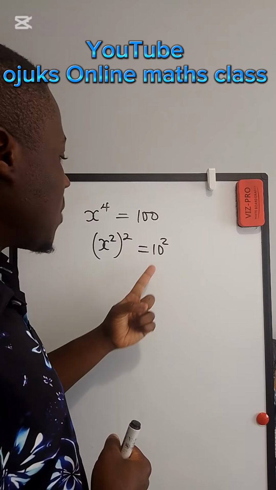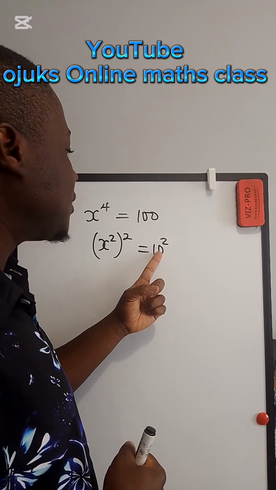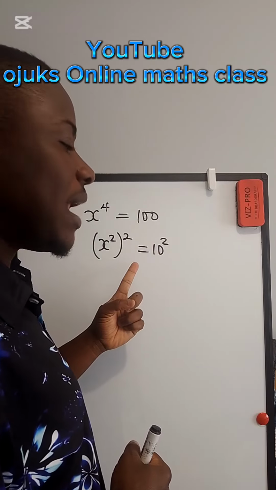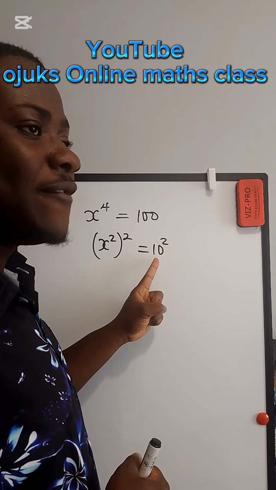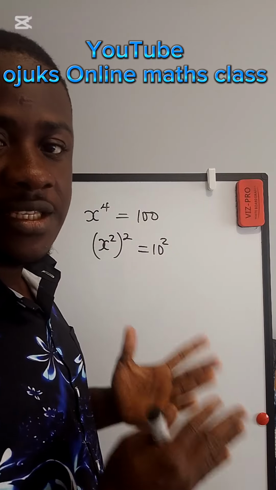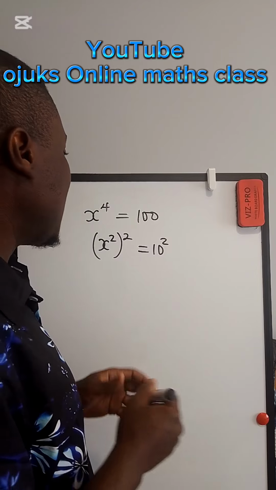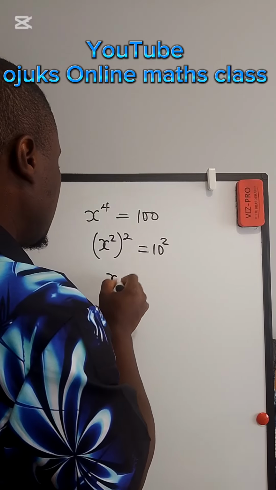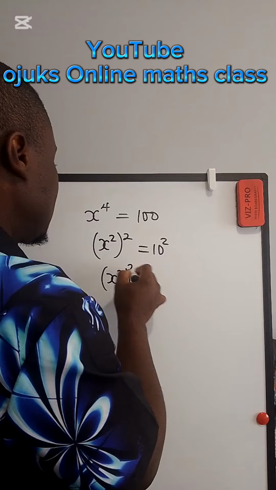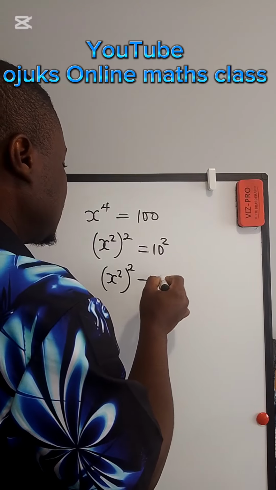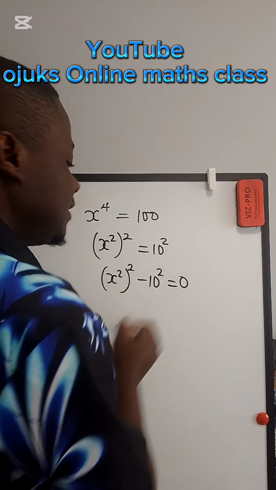100. Now we're going to transfer this 10 squared to this side of the equation, and mind you, when a positive number is crossing an equality sign, it changes to negative. The sign automatically changes. If that be the case, we're going to have it that x squared all raised to the power 2 minus 10 squared equals 0.